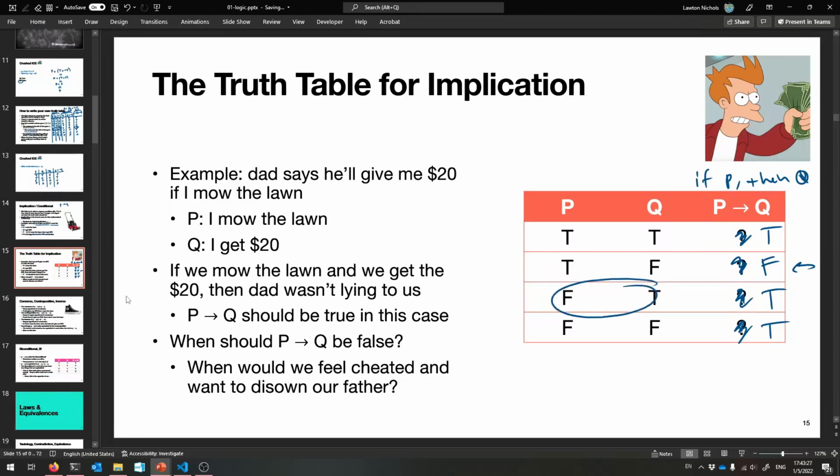In this case, it's like P wasn't even true. I didn't do anything. I didn't do my end of the bargain. And so I'm not even sure. Maybe it was true. So we just say that it is. Okay? Hopefully that makes enough sense. That is implication in a nutshell.